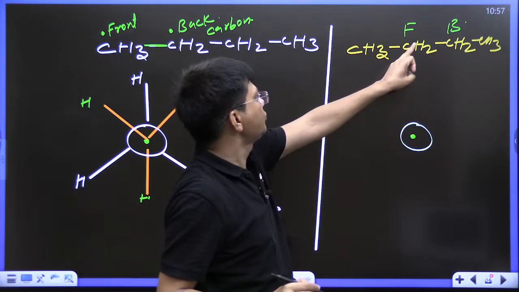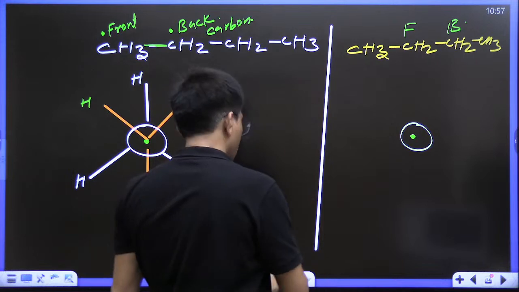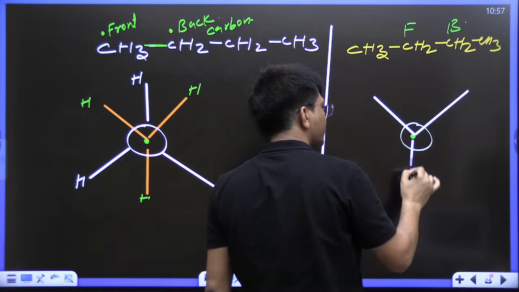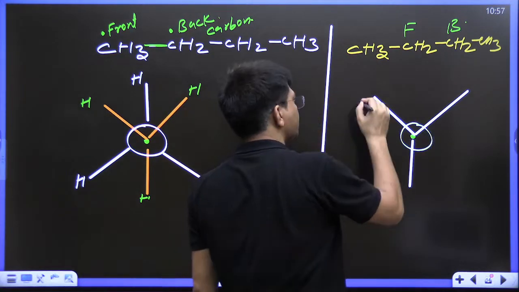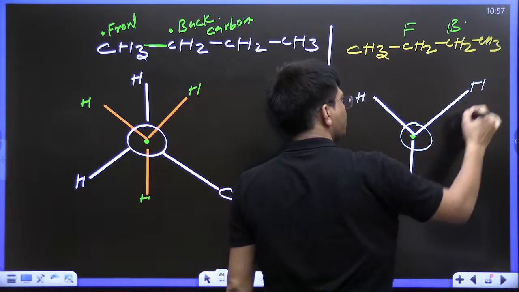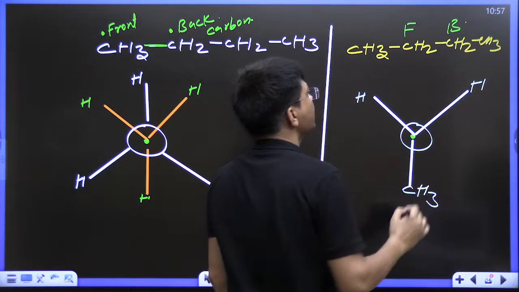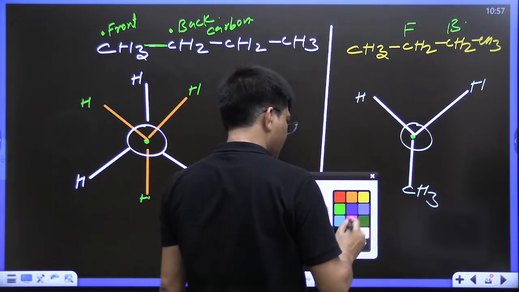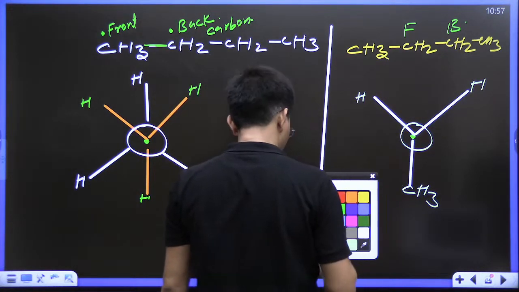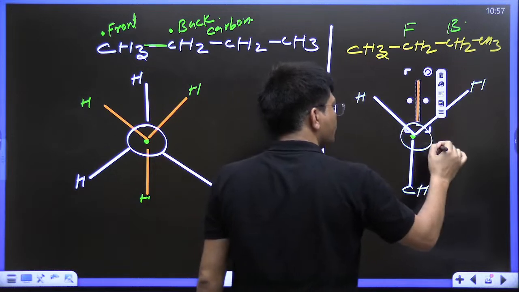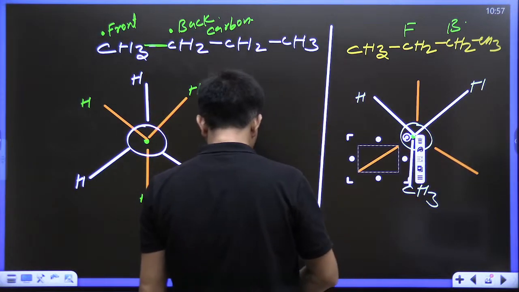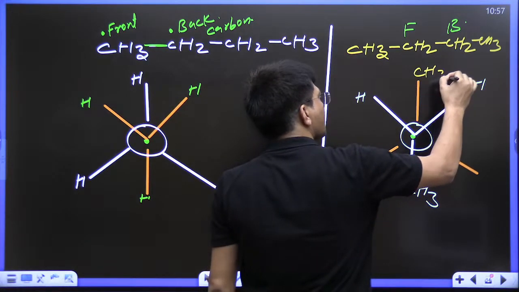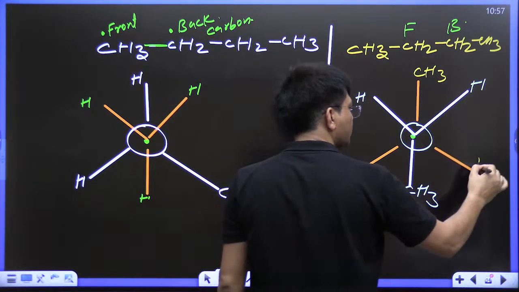Now on the front carbon, 2 hydrogens and 1 methyl are there. So let me place 2 hydrogens and 1 methyl. Now kids, on the back carbon also I'm having 2 hydrogens and 1 methyl. See, methyl and 2 hydrogens. So this is also n-butane.